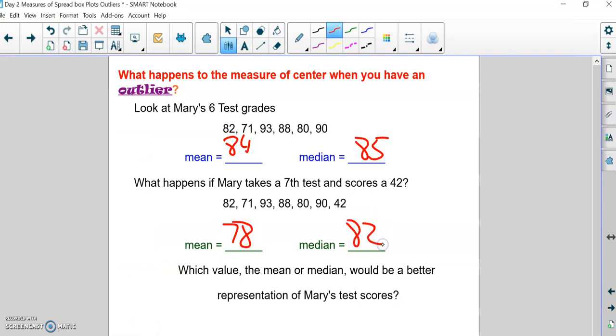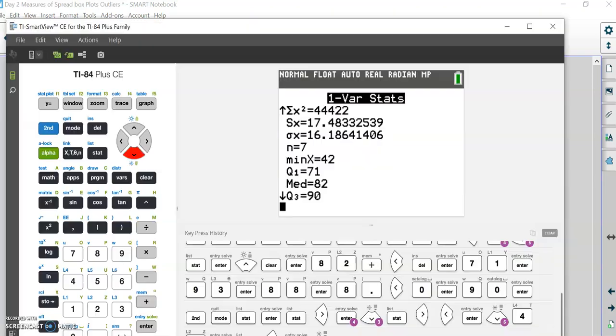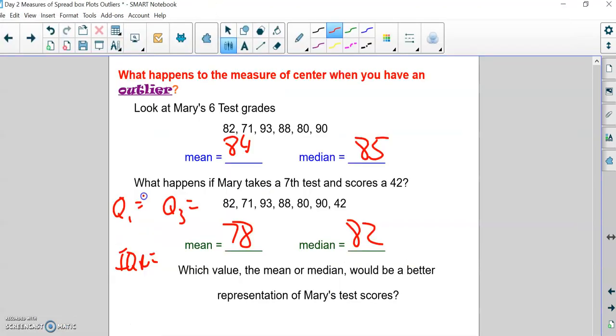But before we talk about that last question, we need to find the Q1, Q3, and our IQR. So we're going to find those with the calculator like we just had, and then we can calculate our IQR. So in our calculator, it said that our Q1 was 71 and Q3 was 90. So that means that our IQR is 90 minus 71, which is going to be 19.